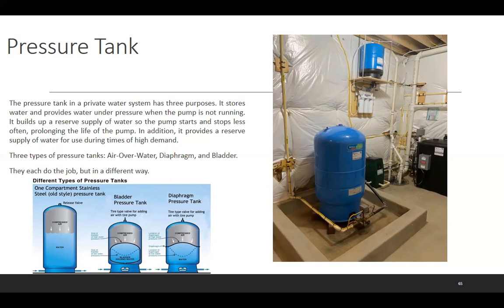Yeah. Ito bigyan yan. So, three types of pressure tank is the air over water, diaphragm, and bladder. They each do the job, but in different ways. So, ito yung different type. Most common na yan is yung bladder type. Maliit. So, one compartment is stainless steel all star pressure tank. Yung luma to. Ito naman yung bago. Ito, diaphragm. Pag malalaki na to.